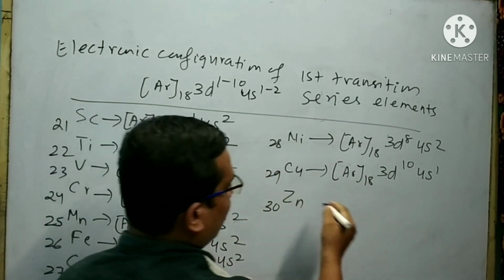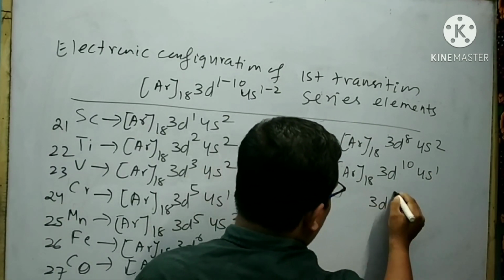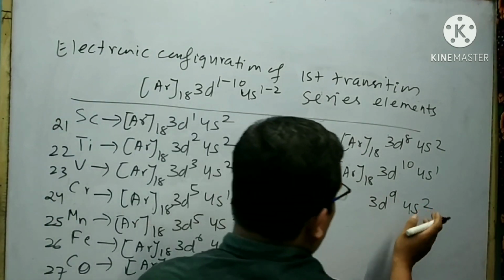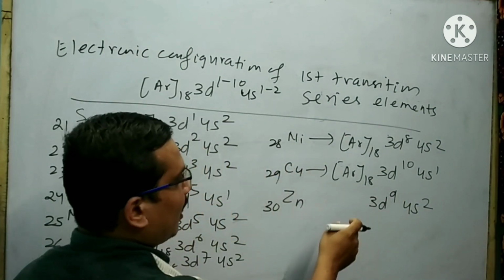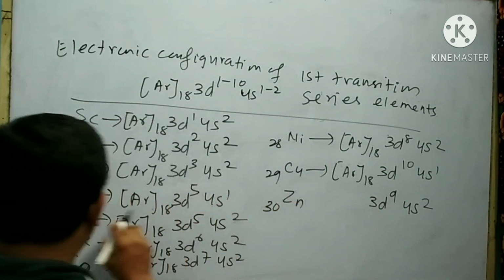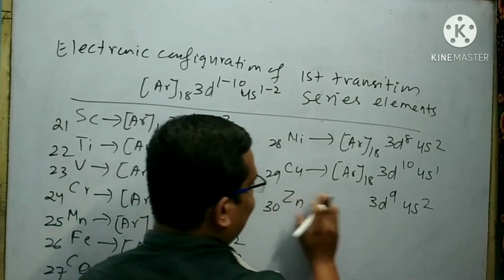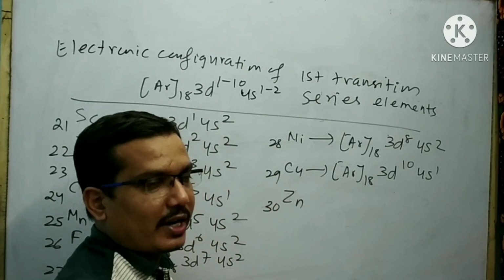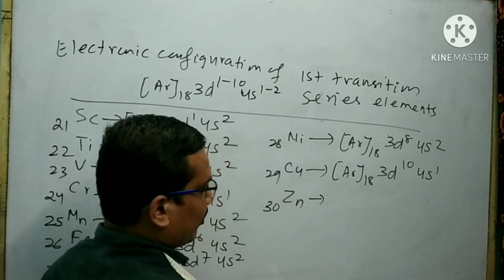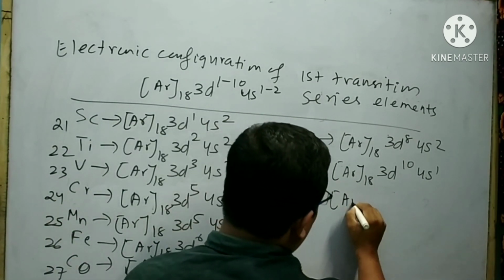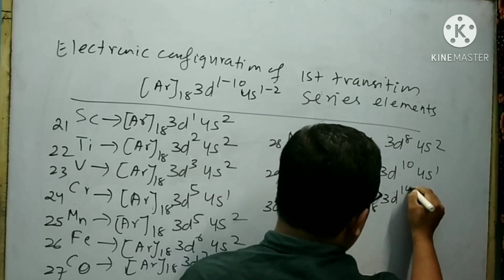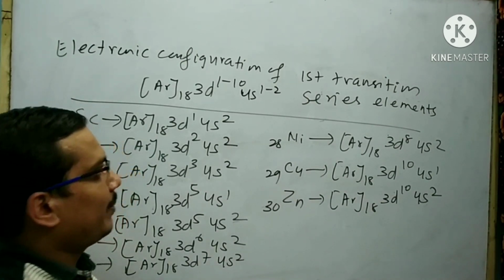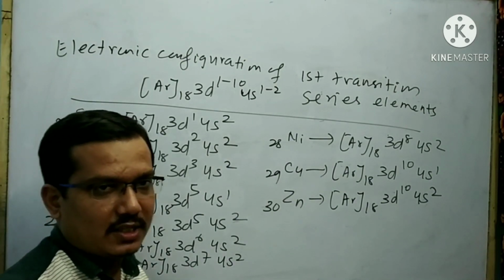Actually, the electronic configuration of copper is 3d9, 4s2. Here also, to maintain the extra stability, one of the electrons shifted to the 3d orbital like chromium. So we can write the electronic configuration of copper as argon 18, 3d10, 4s1. Finally, the electronic configuration of zinc is argon 18, 3d10, 4s2. These are the electronic configurations of different elements present in the first transition series.